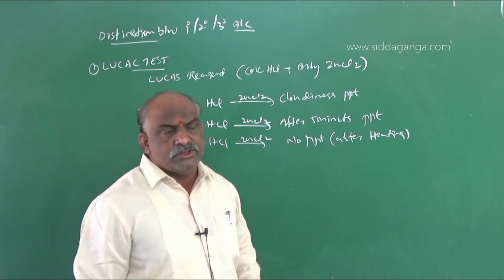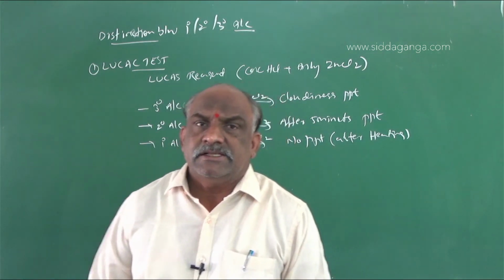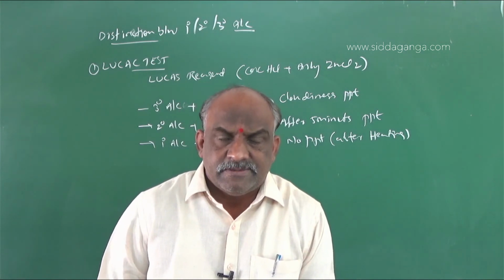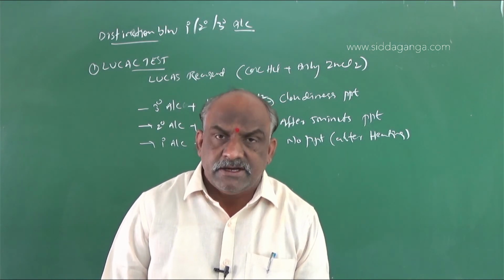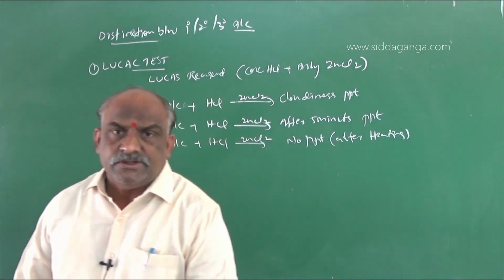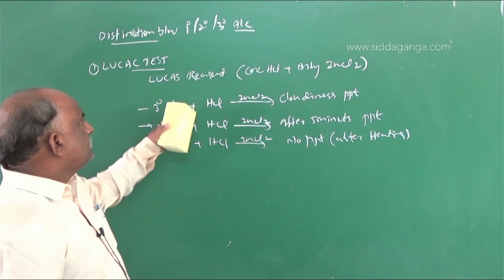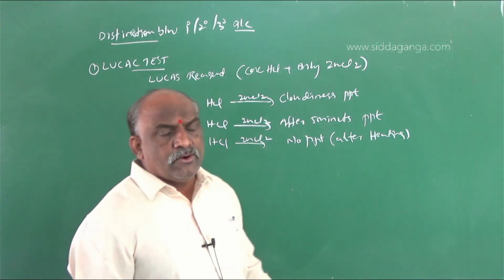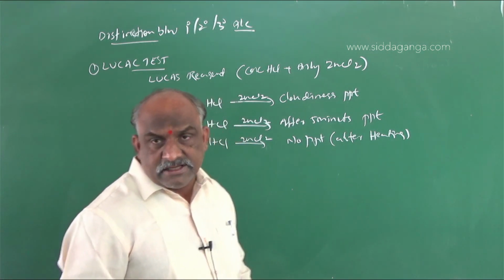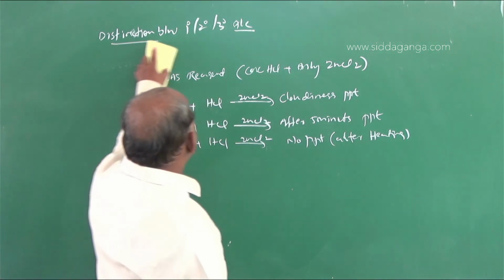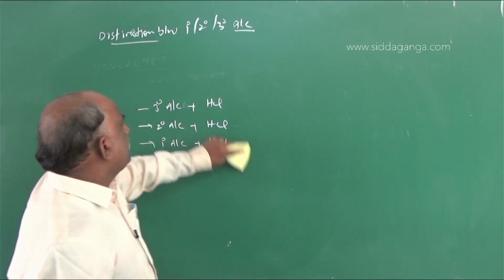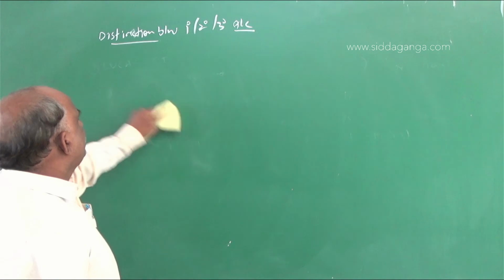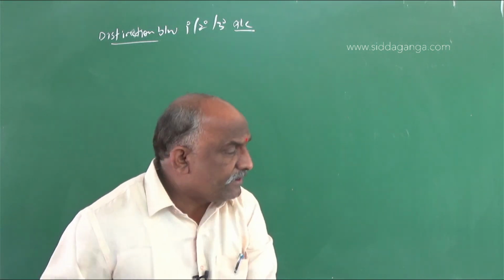So a simple conclusion: tertiary alcohols give spontaneous precipitation, secondary alcohols react after 5 minutes, and primary alcohols do not react with Lucas reagent. So this is very important. What is Lucas reagent? Concentrated hydrochloric acid and anhydrous zinc chloride. And the second one is the Victor-Meyer test. The Victor-Meyer test is beyond NCERT, but it is important.